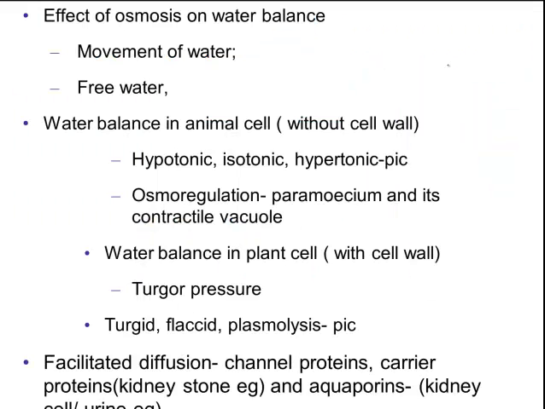Now we move on to another aspect of this chapter, which is the effect of osmosis on water balance, wherein you have movement of water. What is free water? There are different terms in this that you have to understand. What happens if an animal cell which doesn't have a cell wall is exposed to different kinds of solutions, and what happens to a plant cell which has a cell wall when exposed to different kinds of solutions?